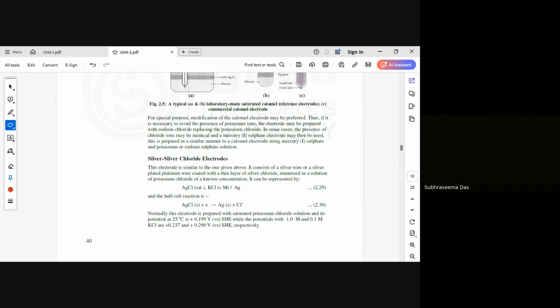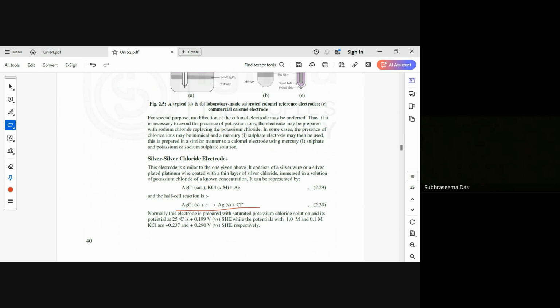The next is the silver electrode. This electrode is quite similar to the calomel electrode. It consists of a silver wire or a silver plated platinum wire coated with a thin layer of silver chloride, and it is immersed in a solution of potassium chloride of known concentration. It is represented as Ag, AgCl, KCl. The half reaction is given as AgCl plus electron gives Ag plus Cl minus.